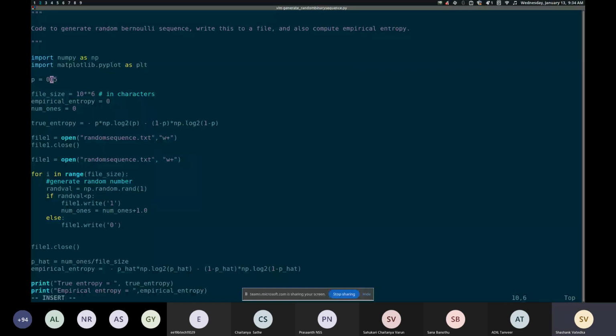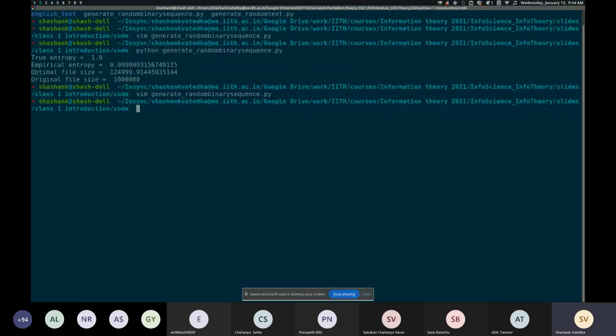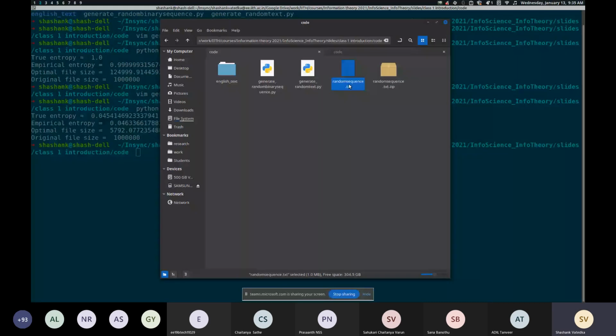Run it once again. So this is my file. It's still 1 megabyte because there are 1000 bits. Now let's compress this.